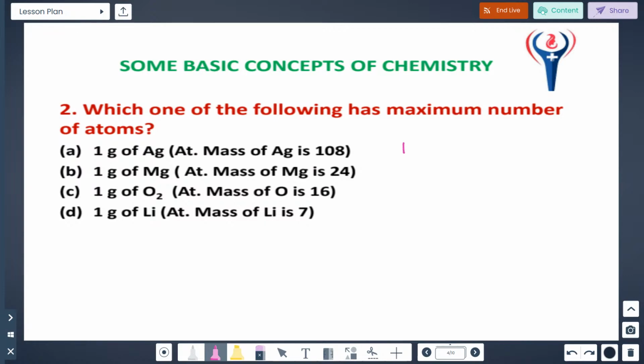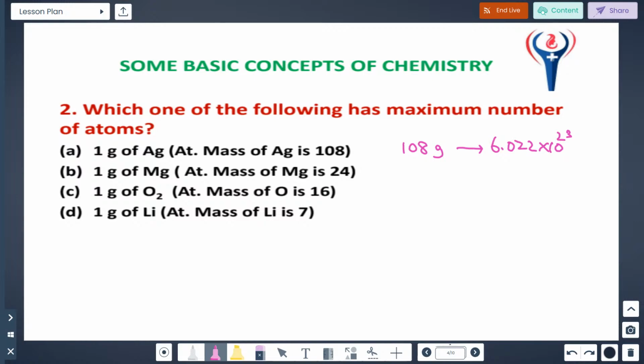That is 108. 108 grams of silver contains how many molecules? 6.022 into 10 power 23 molecules are there, correct or not? This is our number. For any atomic mass, suppose if I take magnesium, 24 grams contains this number of molecules. Suppose if I take O2, 16 grams contains this one.